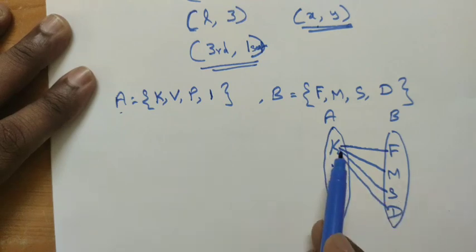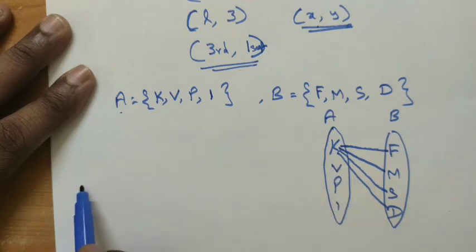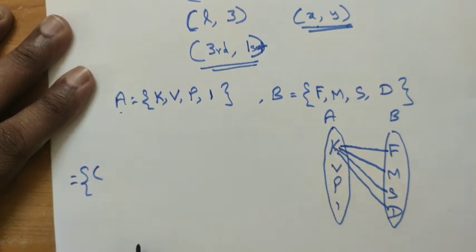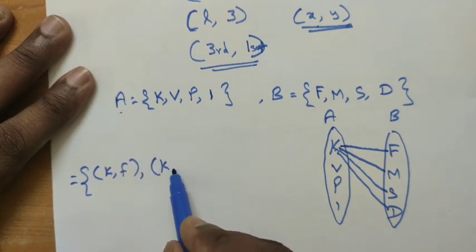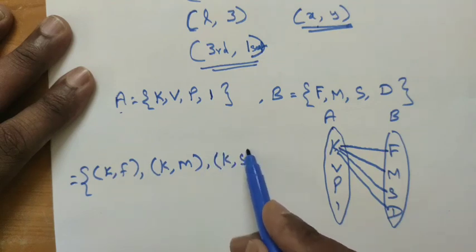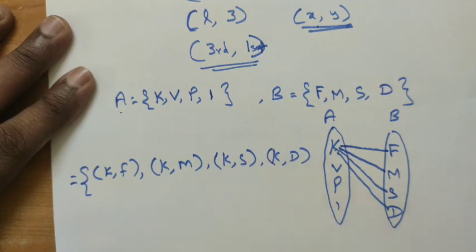Here Cartesian product means when the first one is taken, it should be served to all, and then you have to select the next one. So this should be written in the form of Cartesian product. It should be written in the form of ordered pairs, right? So kesari served to the father, KF, comma, and then kesari served to the mother, and then kesari served to the son, and then kesari served to the daughter.